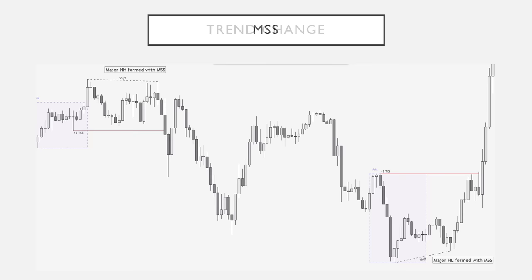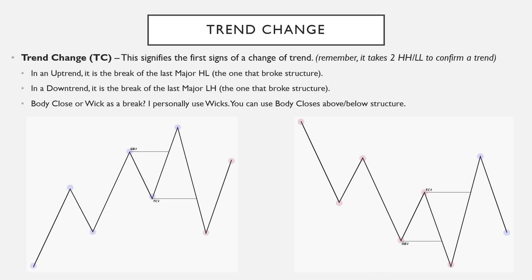Okay, so there is our trend change. This pretty much signifies the first change of the trend. Again, remember that in the beginning I told you it takes two higher highs or two lower lows to confirm a trend. So in an uptrend, it is the break of the last major higher low. If this is the last push, this is the last major higher low. If we break below the major higher low, trend change.